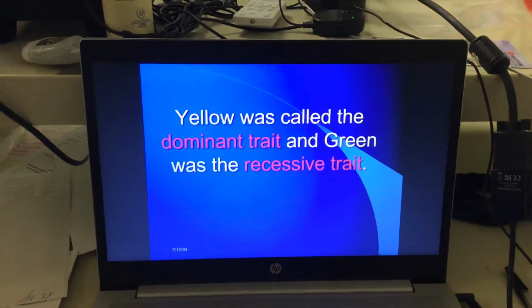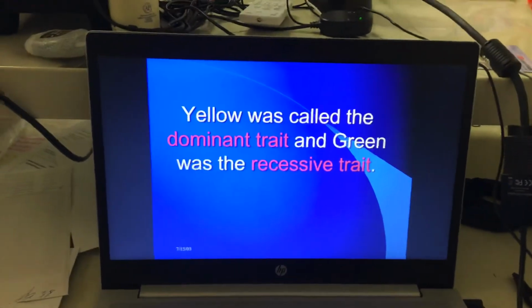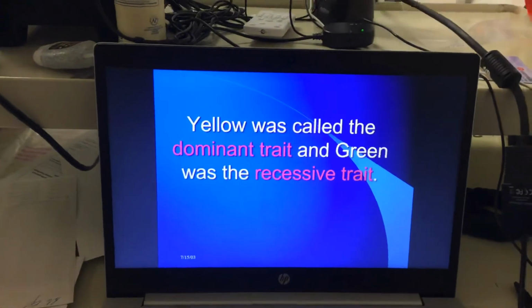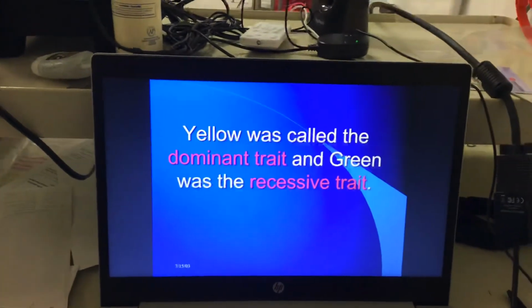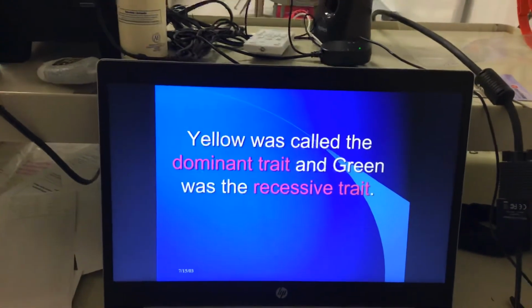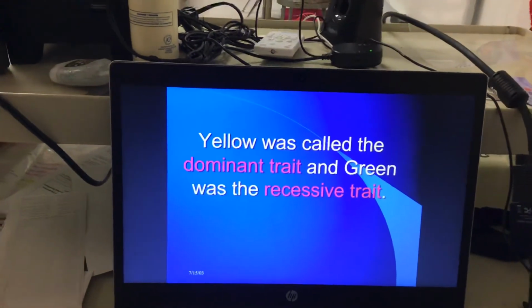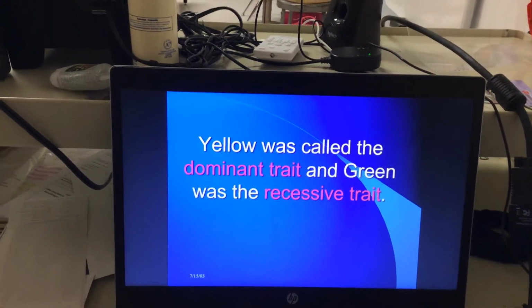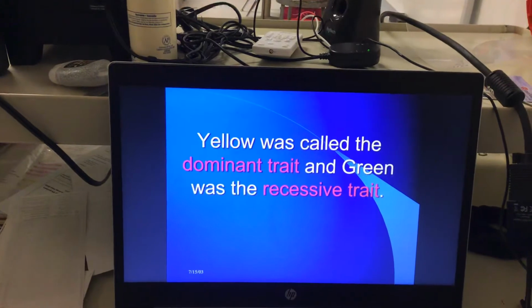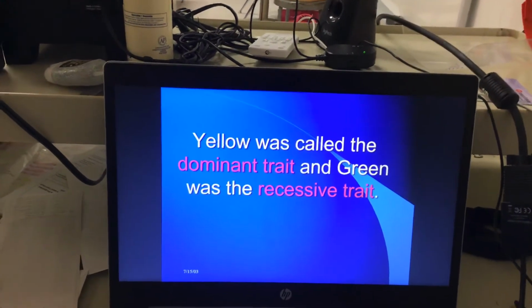So you would say, go ahead and write this, yellow was the dominant trait and green was the recessive trait. Yellow, when it went head to head with green, it won. The yellow showed and the green was still there, but it didn't show. So it was the recessive trait.